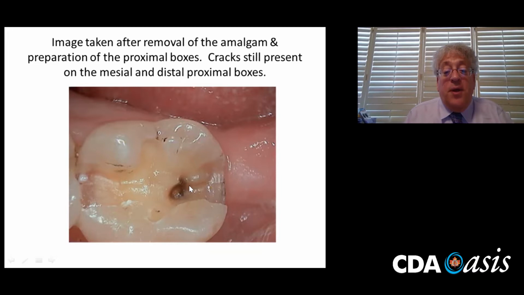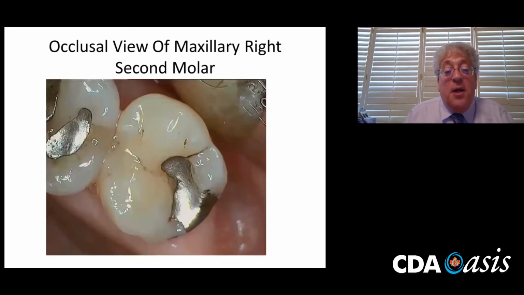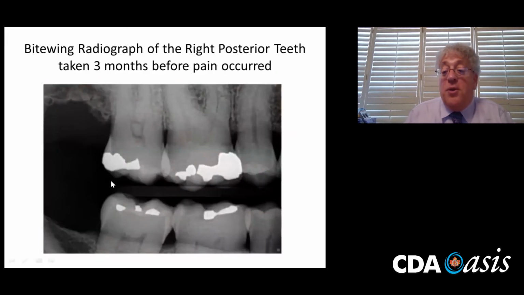So we've cleaned everything up, but you can see now on the distal, there's the stain from the amalgam, but there's also this large crack along the floor and another crack here on the proximal box. And these were areas, if we go back to the radiographs, which I'll zip back to for a second, the radiographs don't show us that.